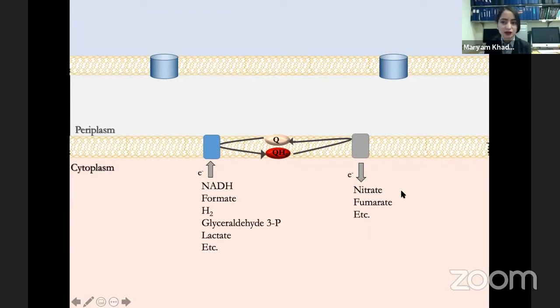Now, if the electron acceptor is oxygen, we will have aerobic respiration. If the electron acceptor is not oxygen, in this case, for example, if you have nitrate or fumarate, then this respiration is called anaerobic respiration.